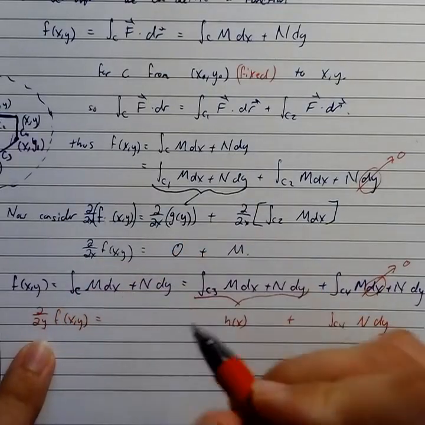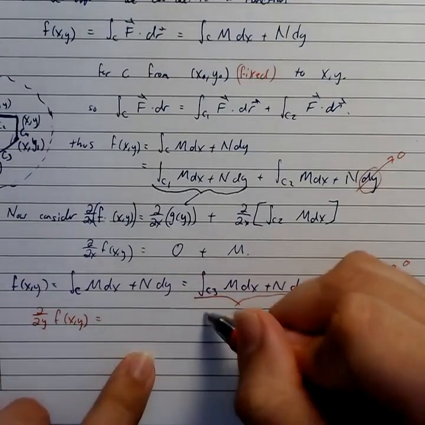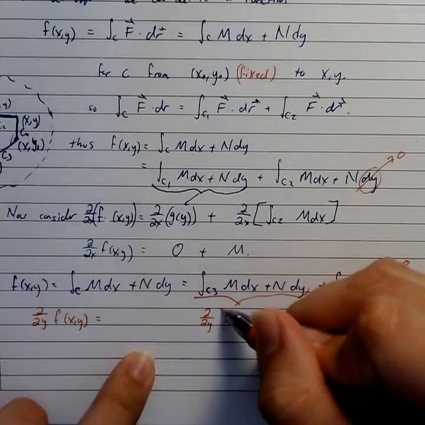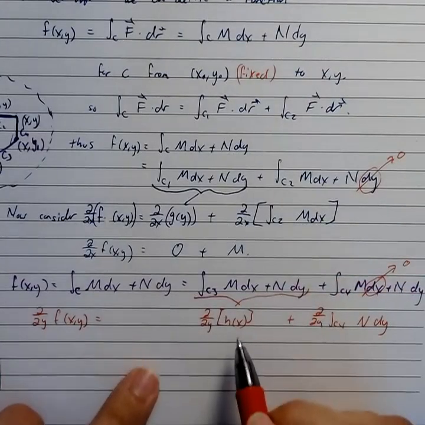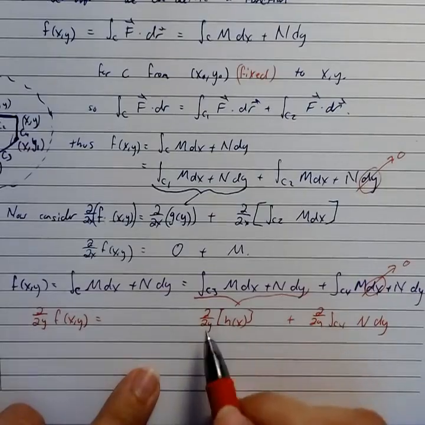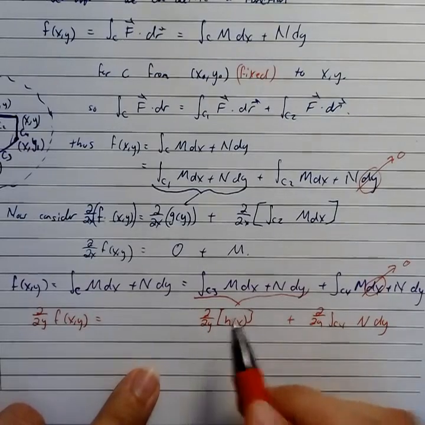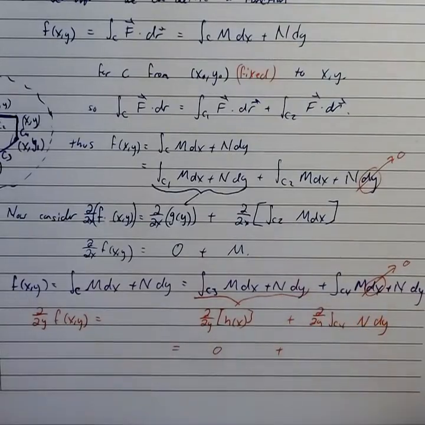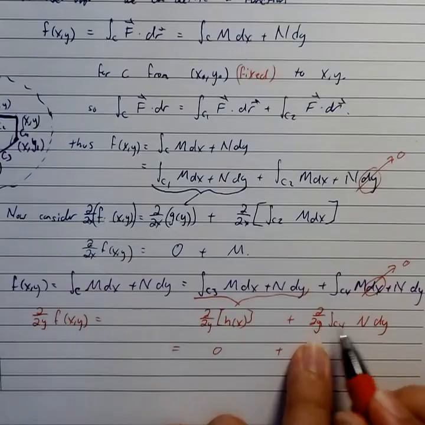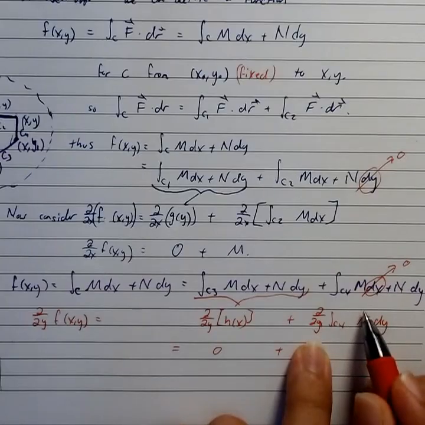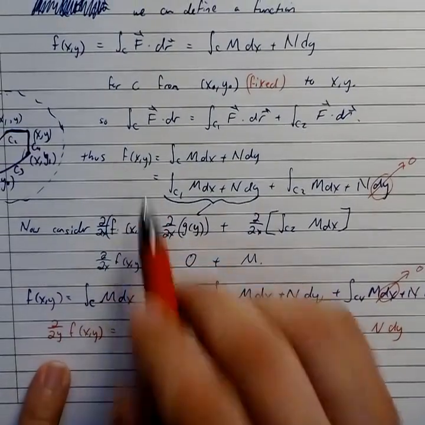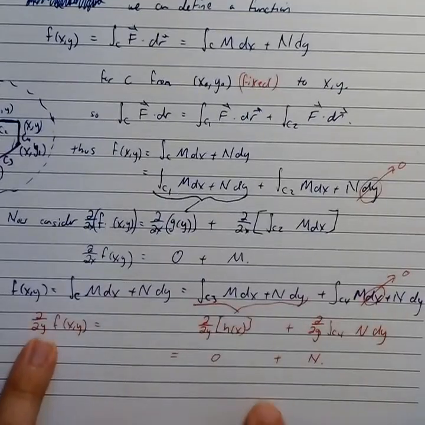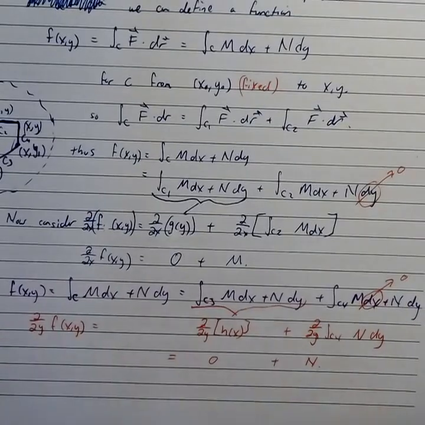Well, that's going to equal the partial with respect to y of h of x plus the partial with respect to y of this expression. Notice that's a function of x, so if you take its derivative with respect to y, that's just going to be 0. Plus, here, this is the derivative with respect to y of the integral with respect to y of n. Oh, that's just going to give you n. So here, we have a function, f of x, which if I take its derivative with respect to x, I get m. And if I take its derivative with respect to y, I get n.